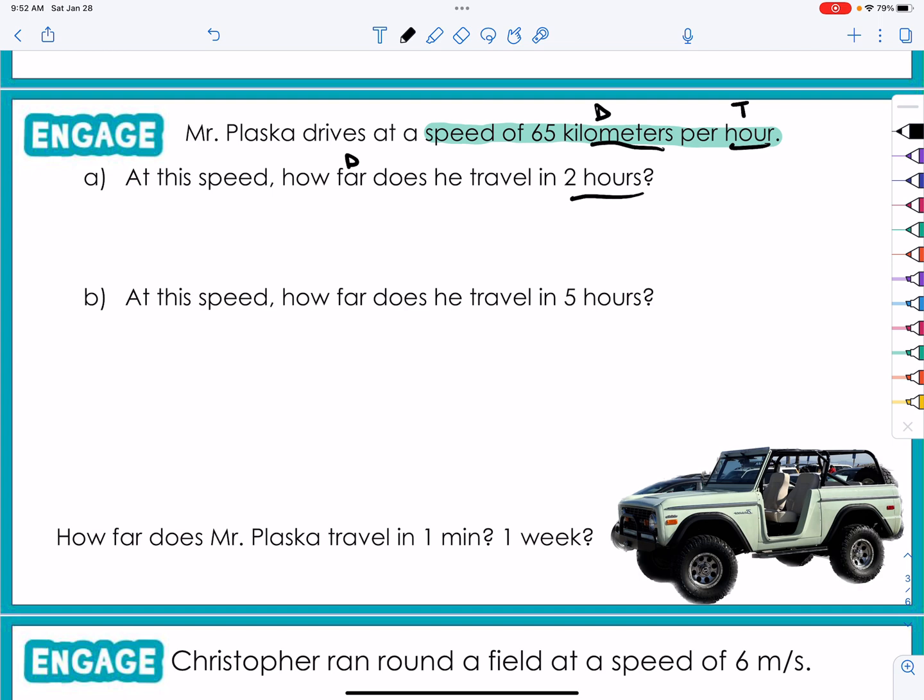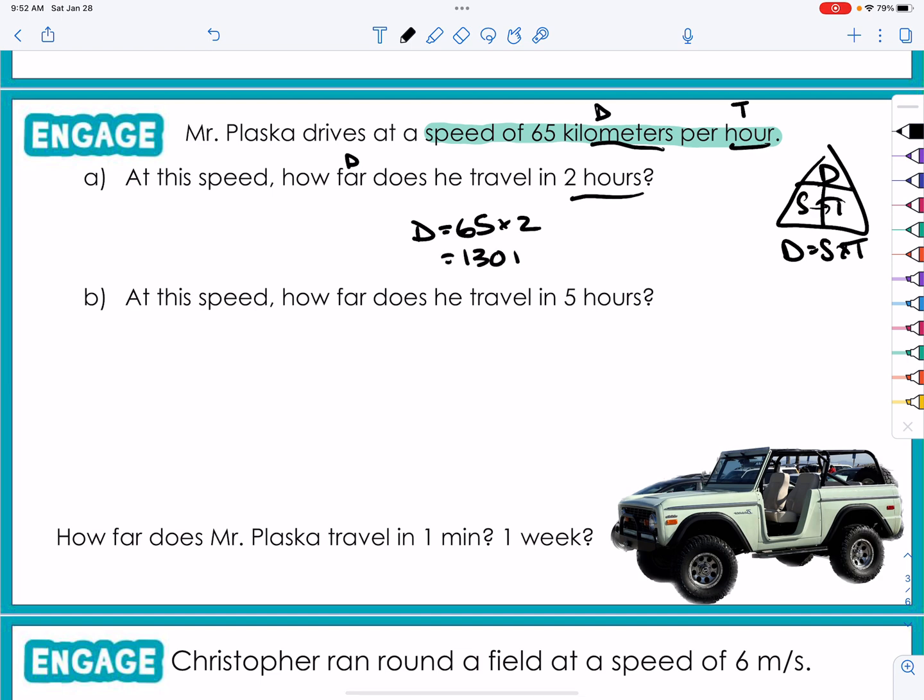So, according to our triangle, distance equals, and now speed and time are right next to each other, so speed times time. And we'll look and see if this makes sense, of course, at the end. So, according to that formula, our distance on how far I travel is my speed, 65 kilometers per hour, times 2 hours. And 65 times 2 is 130 kilometers. That's how far I travel.